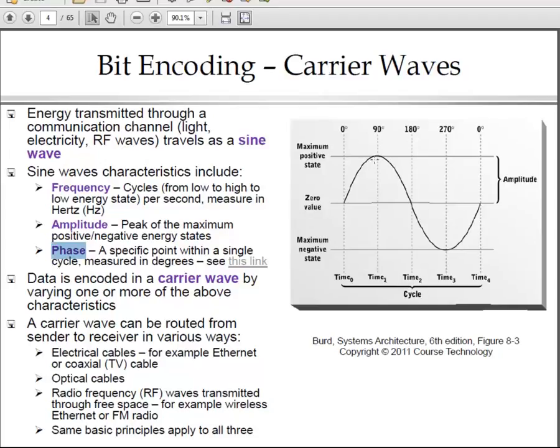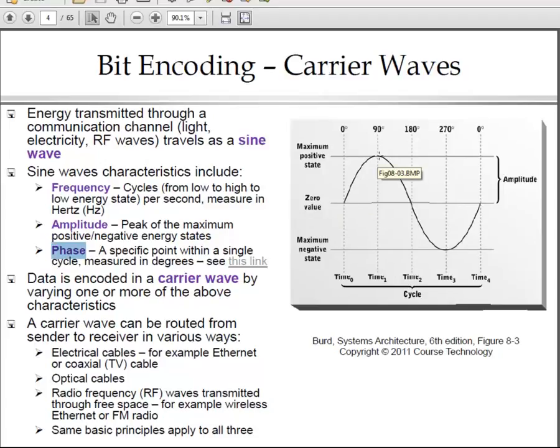Phase is a measure of where on this variation from peak to trough back to 0 we are, and it's measured in degrees of a circle. And that may sound rather strange, but I'll show you why that is in just a second when we click on this link. So 0 degrees, or 360, depending on your point of view, is where the 0 value is. It's where the wave's energy is at 0. It's not positive, it's not negative, it's right at 0.